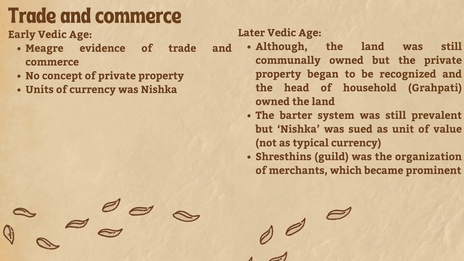But during the phase of the later Vedic age, although the land was still communally owned, private property began to be recognized and the head of the household, Grihapati, owned the land. The barter system was still prevalent, but nishka was used as a unit of value, not as typical currency. Shrestins, the guild, was the organization of merchants, which became prominent.